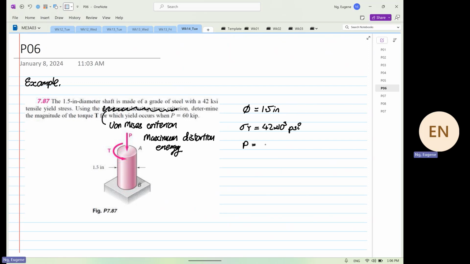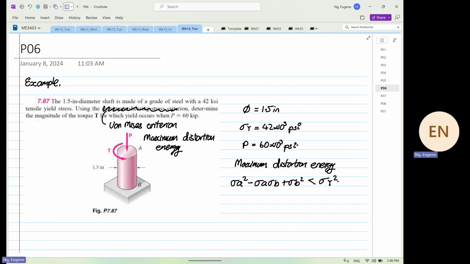And P is equal to 60 times 10 to the power 3 psi. Okay. So we are going to apply the maximum distortion energy. And it's not more difficult than Tresca. So what we are going to do is find stress A squared minus stress A stress B plus stress B squared. We have to ensure that this is lower than our stress Y squared. That's the criteria. That's simple.